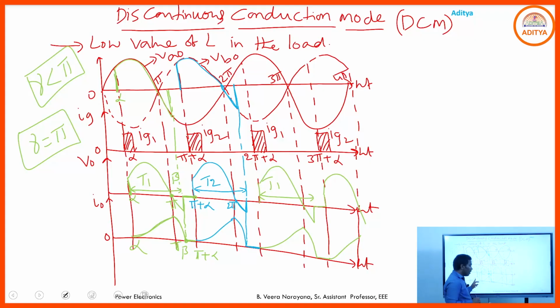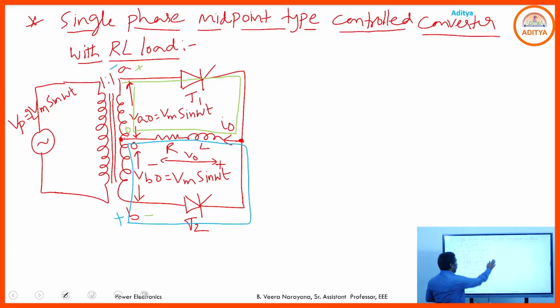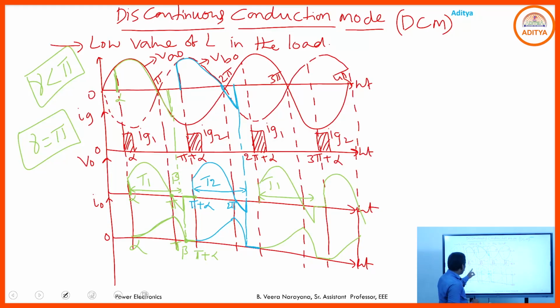So here this is the current waveform. Observe here, the current is always positive, hence the current always flows from right to left. Okay, so here this is the output current and output voltage waveform.